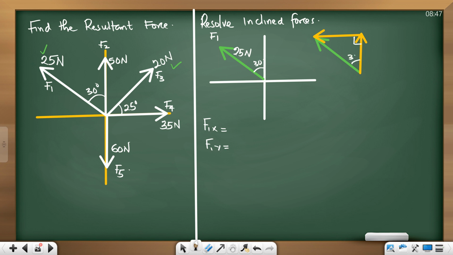This angle is 30. This is 25 newtons. The one up, vertical, Fy, and Fx. That's all you need to do. Did that make sense now? It's up and left.